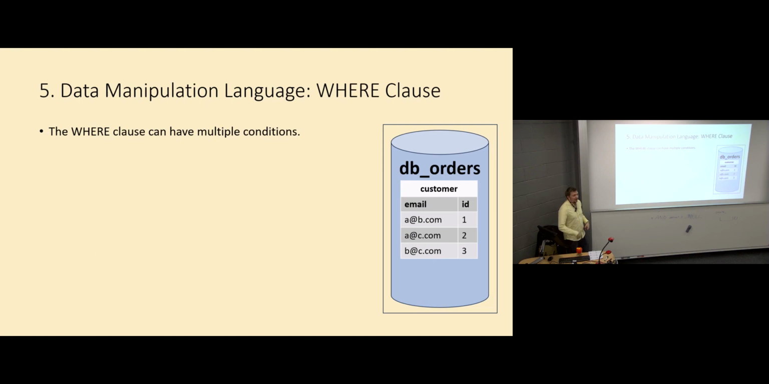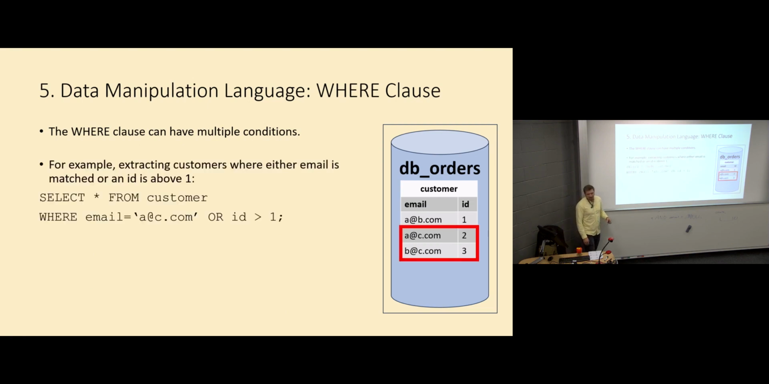The where clause, as we mentioned a second ago, can have multiple conditions. For example, we can select all from customer, again using a line break, where email is a@c.com, or the ID is greater than 1. In this case, you can see that we've retrieved the one with that email address, and this one because the ID is greater than 1. Okay?